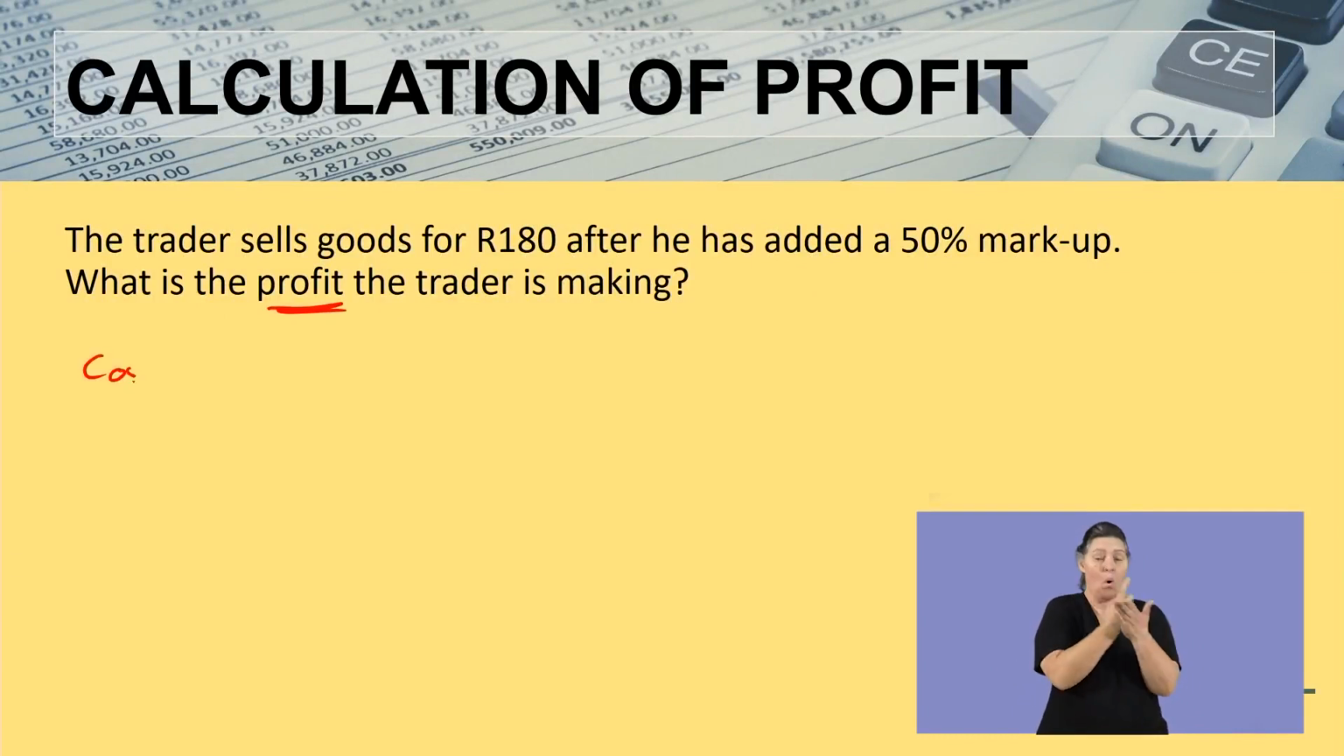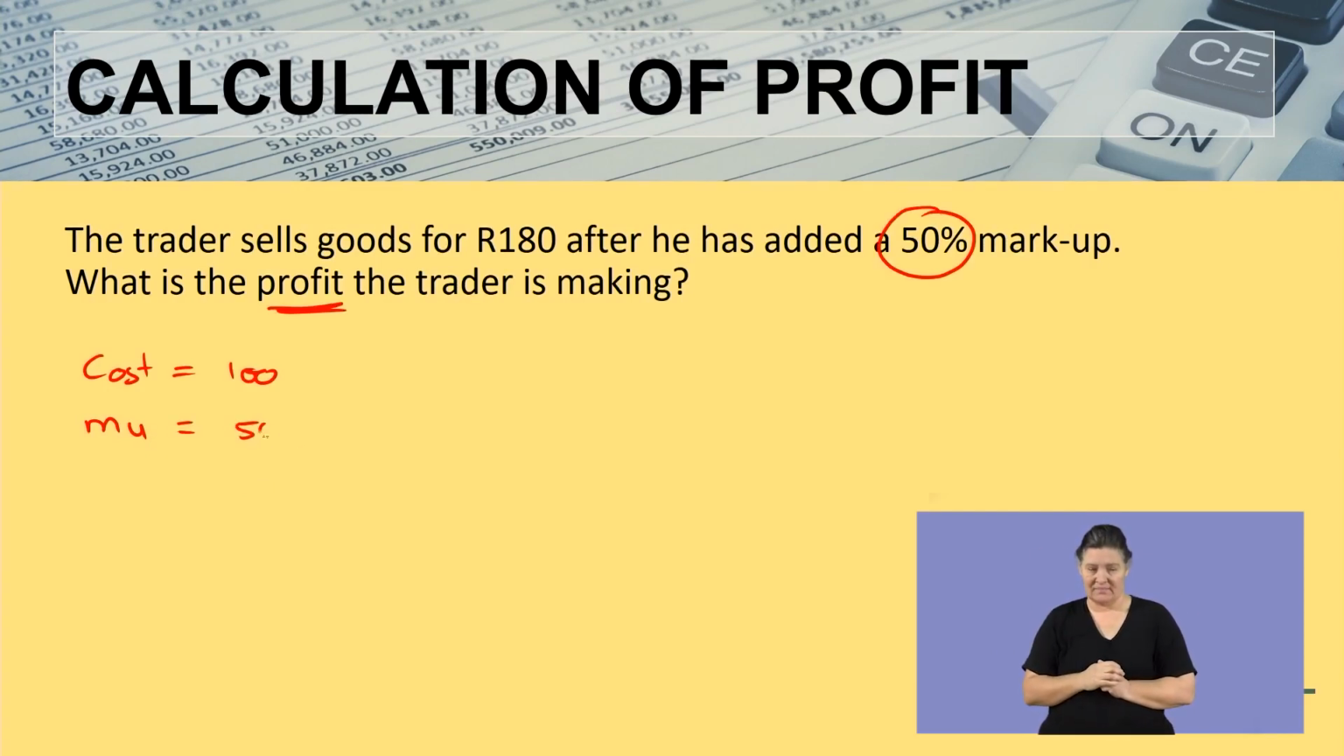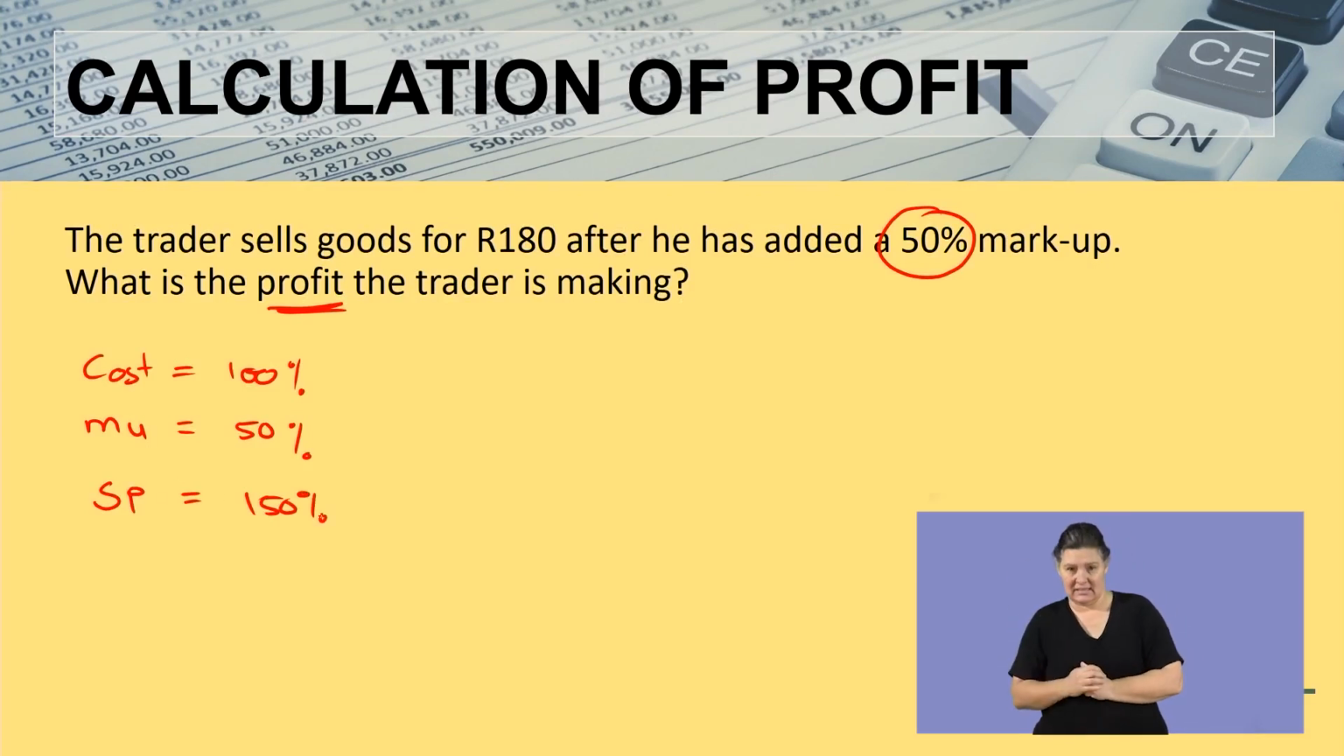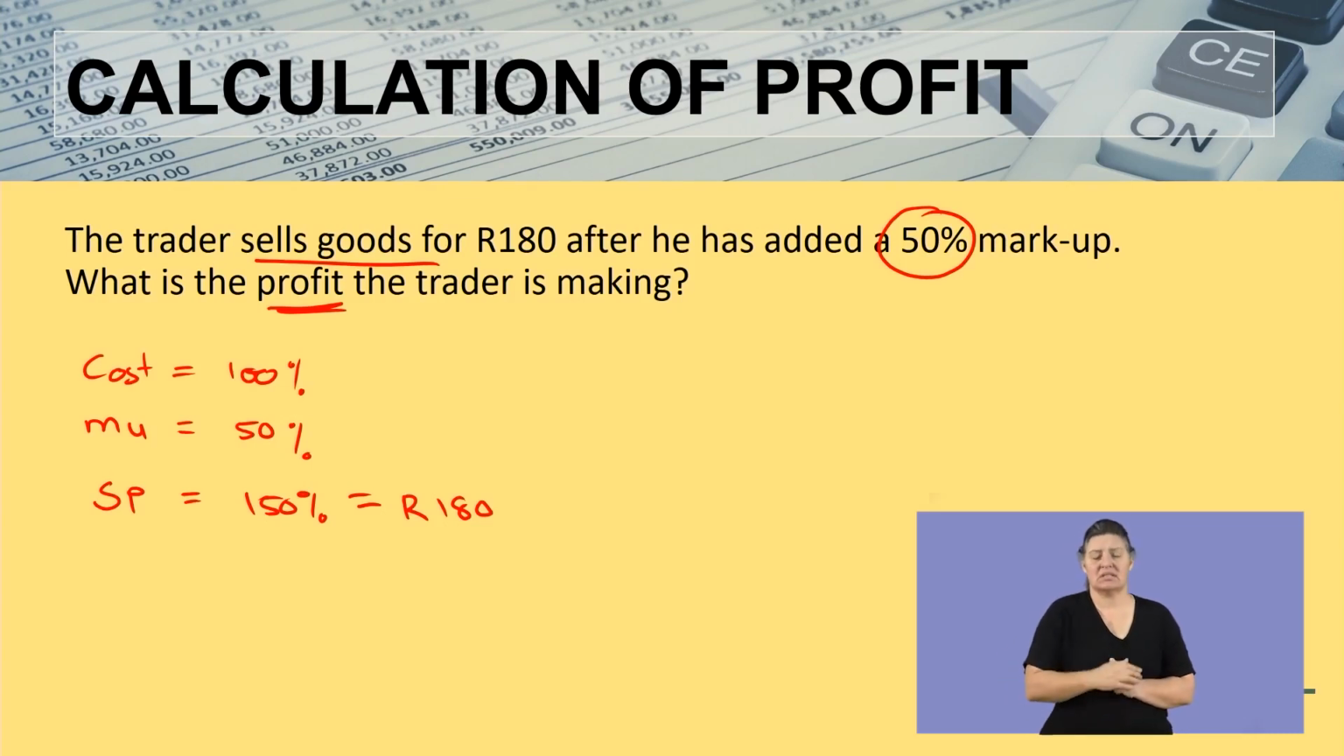Cost is always 100. And then markup in this particular question, how much was it? 50. Thank you so much. Okay, so remember it's percentages. That means if I add these two, my selling price is going to be 150%. But this is equal now, because it says sells goods, selling price, that is equal to 180. Okay?